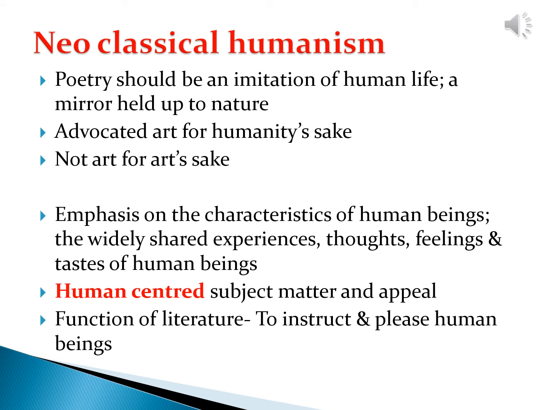Now, let us see what is neoclassical humanism. Human beings are the integral part of the society. Therefore, they should be the subject matter of literature. Poetry should be a reflection of human actions, a mirror held up to nature. So the neoclassicists advocated art for humanity's sake and not art for art's sake. And they gave emphasis on the human characteristics, the experiences, thoughts, feelings, and aptitudes of human beings. So subject matter was human-centered, and the function of literature, they believed, is to instruct and please human beings.